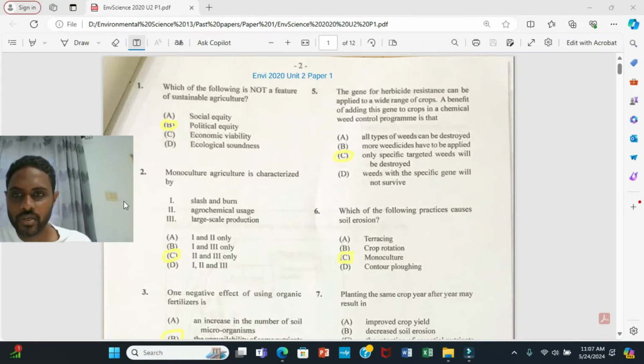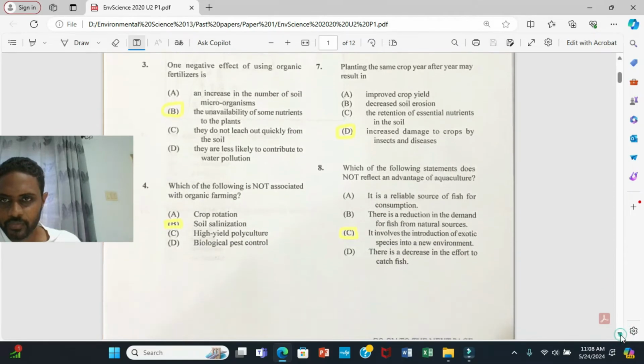Number 1. Which of the following is not a feature of sustainable agriculture? The answer is B. Number 2. Monoculture agriculture is characterized by, and the answer is C, 2 and 3. And number 3 here now. One negative effect of using organic fertilizer is B, the unavailability of some nutrients to the plants. Number 4, which of the following is not associated with organic farming? And that's B, soil salinization.